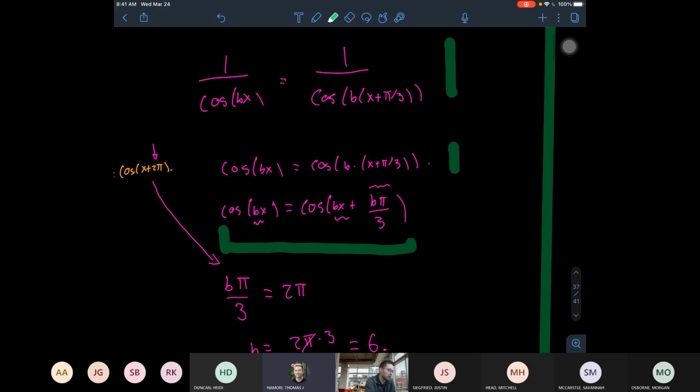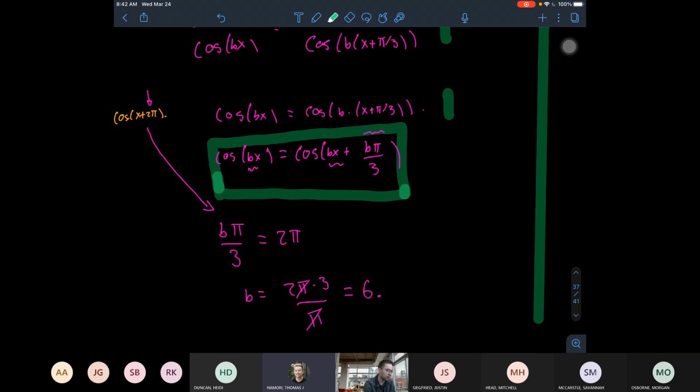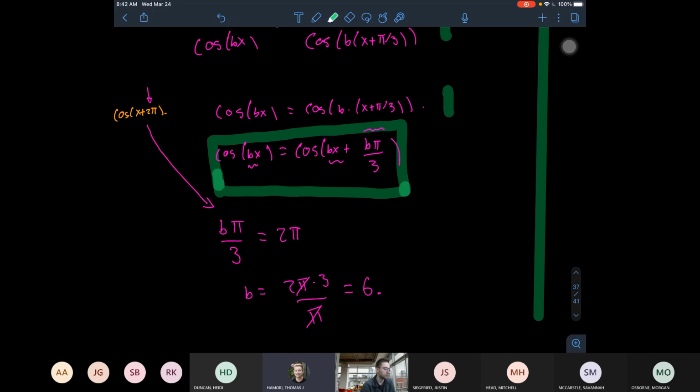to recognize that this statement in the green box here, cosine bx equals cosine of bx plus b pi over 3, requires then that b pi over 3 should be some multiple of 2 pi. So we put b pi over 3 equal to 2 pi, and we found what b should be in order to make our function pi over 3 periodic.